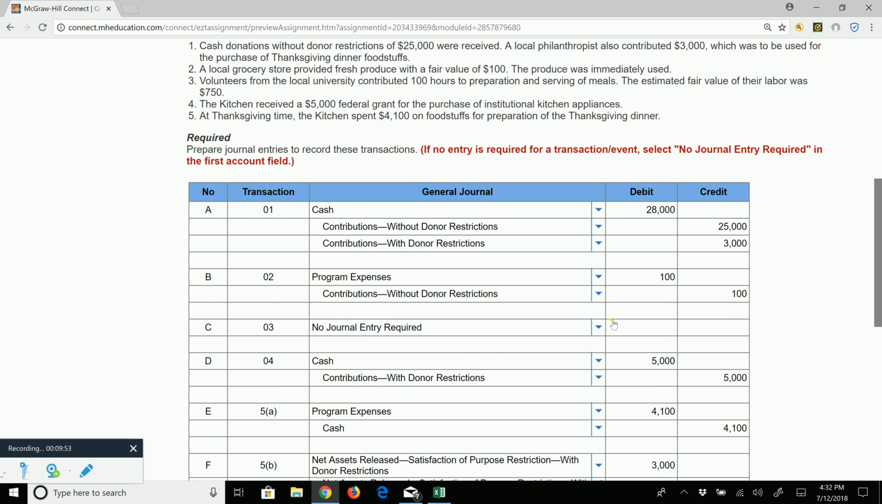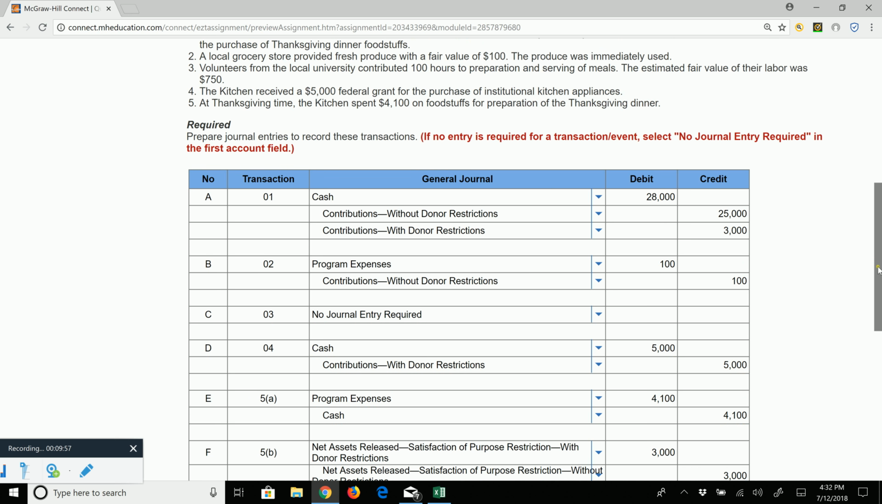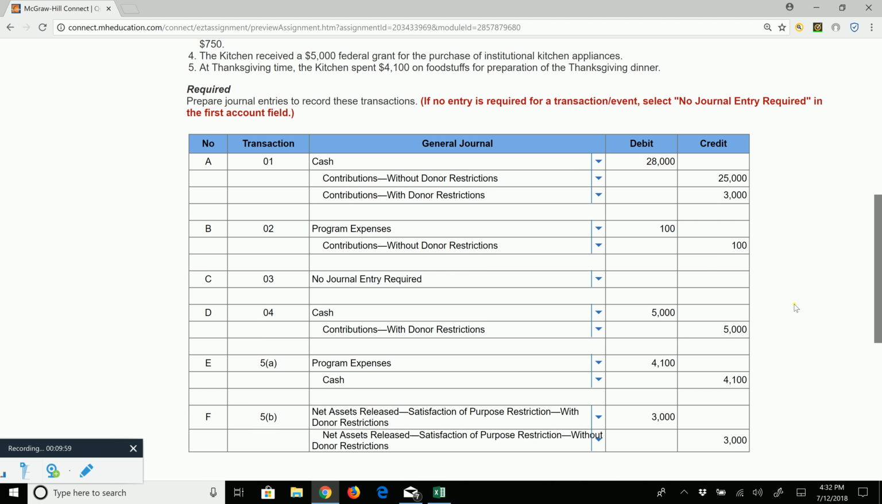Number 4, the kitchen received a $5,000 federal grant for the purpose of purchase of institutional kitchen appliances. Okay, so a grant is a gift. It is a contribution. It comes with a stipulation, a restriction. It needs to be used for a particular purpose. So the journal entry: debit cash, credit a contribution with donor restrictions.